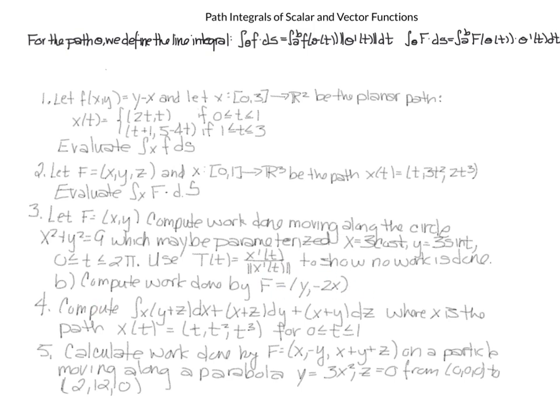The fourth problem: compute the line integral over the path of (x plus y) dx plus (x plus z) dy plus (x plus y) dz, where x is the path given by x of t equals (t squared, t, t to the third), for t between 0 and 1. The last problem: calculate the work done by f, another vector field, equals (x minus y, x plus y plus z), on a particle moving along the parabola y equals 3x squared, z equals 0, from the point (0, 0, 0) to the point (2, 12, 0).